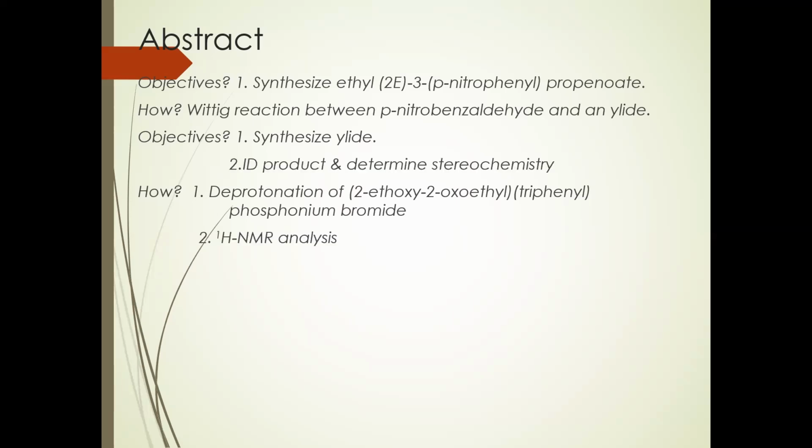We also have the second objective, or I guess really this would be a third one, and that is to identify the product. Did we actually make what we were intending to make, and what was the stereochemistry? And how are we going to do that? Both of those we do by NMR analysis. And then when you write your abstract, we don't say the objective was, we accomplished it by. Rather, you make the objective known by stating what you did.